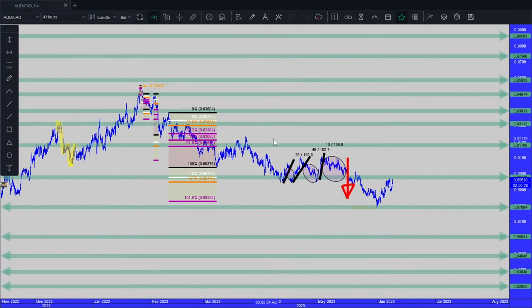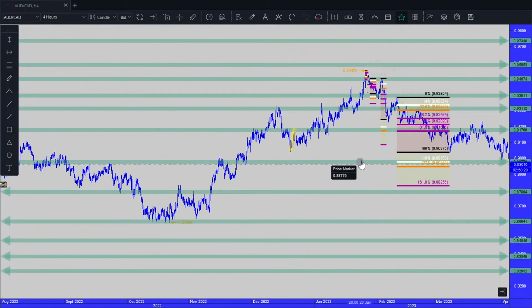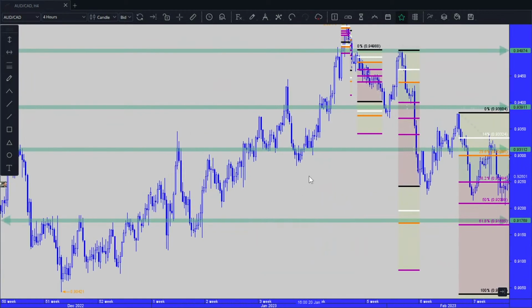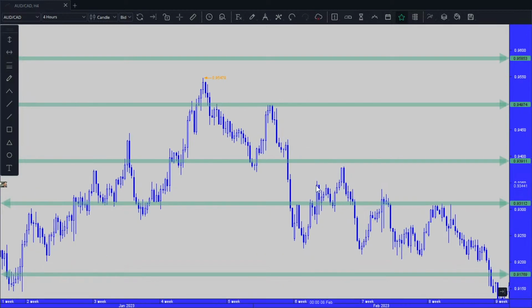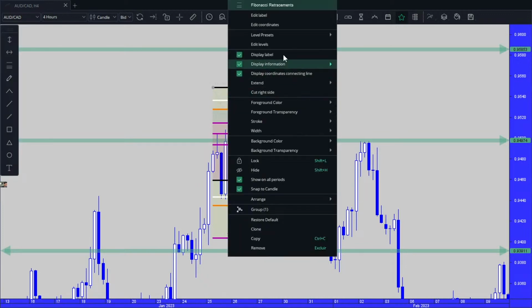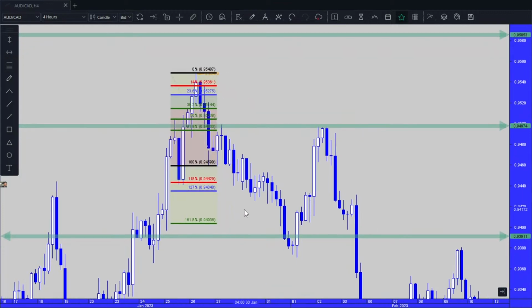4 hour chart. I'm going to delete all of these. I'm not sure which one is which one, but let's say that this is the 4 hour chart, and delete. So the 4 hour chart, high to low, change colors, edit levels, original Fibonacci.